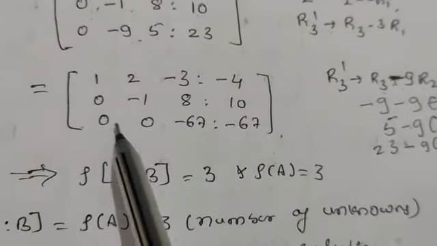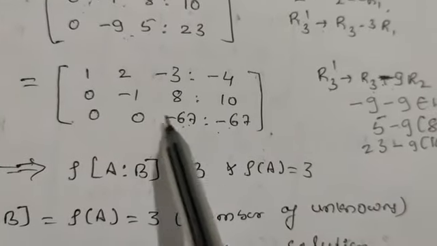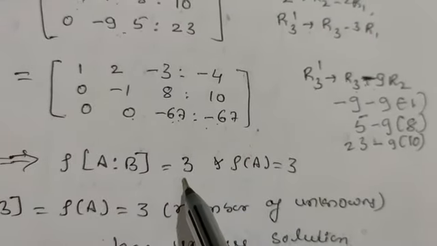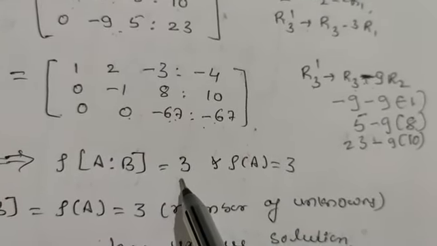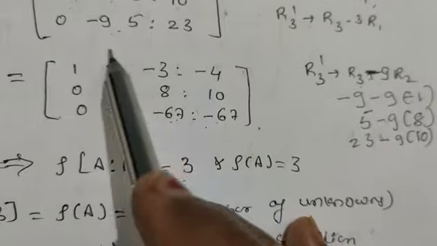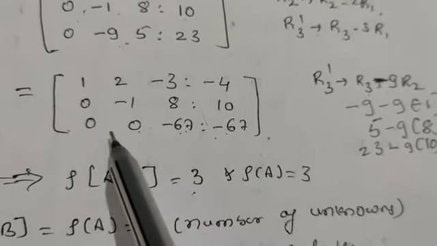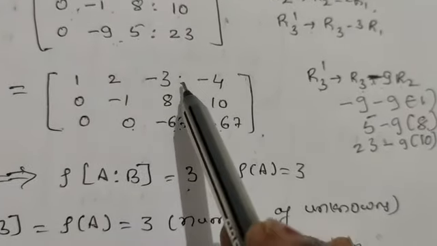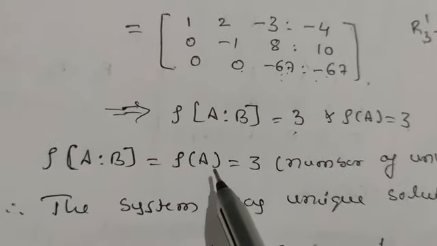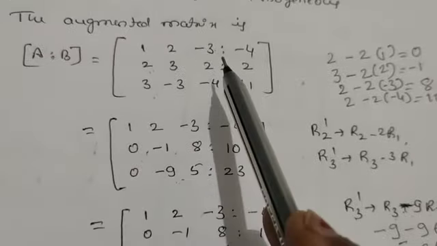A colon B is this. We cannot make these two elements 0 at a time here. If you make this element 0, then you will get one more number here. Therefore the rank of the matrix A colon B is 3, that is, there are 3 non-zero rows in this matrix. Only this much is A. So for the rank of matrix A, again we have 3 non-zero rows, since no row is entirely 0. Therefore the rank of matrix A is also equal to 3. So rank of AB is equal to rank of A is equal to 3. 3 is the number of unknowns, because we have x, y, z, 3 unknowns.